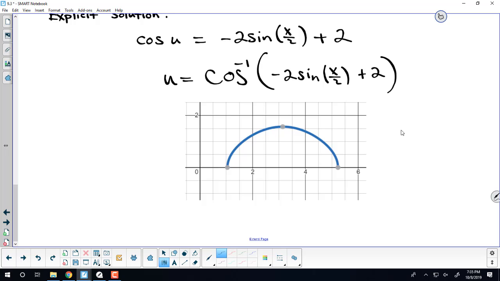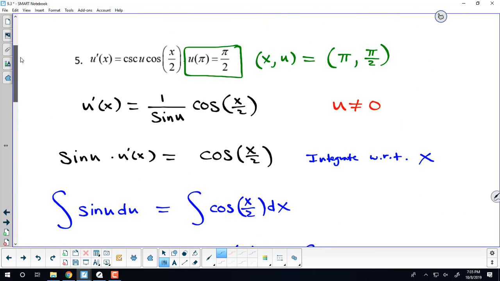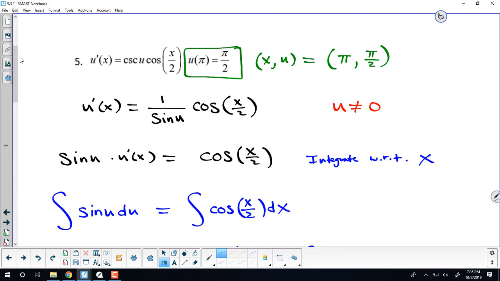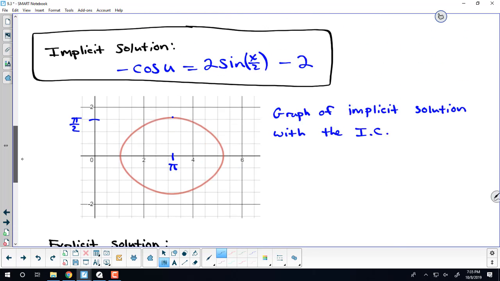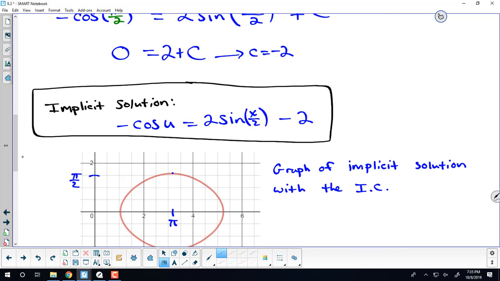Granted, if we didn't have the means to solve for u here, we'd still have our initial condition, and the fact that we noted at the very beginning that in this differential equation u can't be 0, so that differential equation is undefined when u is equal to 0. I'm going to start a new page just so that doesn't get too small.